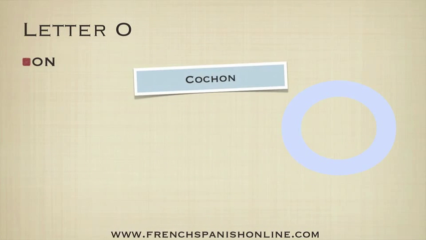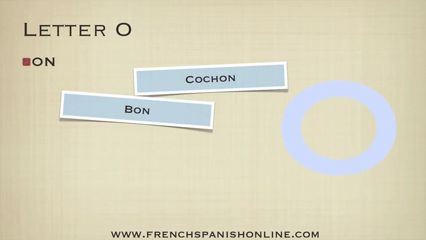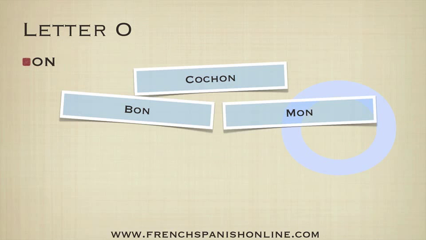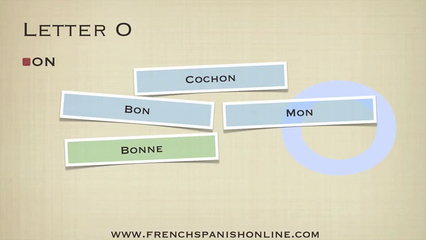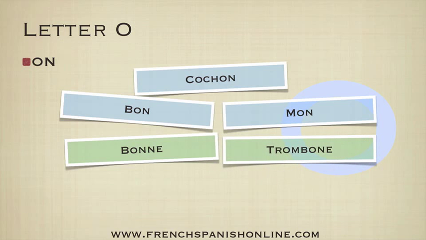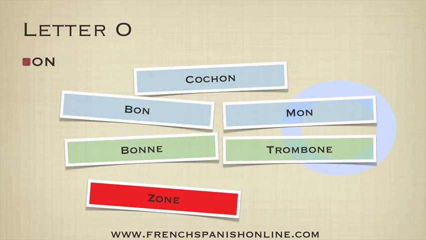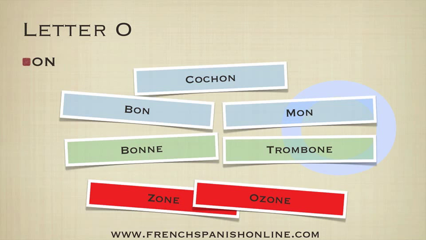ON now. At the end of the word, the sound is on, un cochon, a pig, or bon, good, mon, my. If we have a second N or a vowel, the sound is different. So here we have bonne, bon and bonne, or trombone, with the first O, the most common. Of course, we have an exception here with the sound O, so the second O to say zone, la zone, or ozone, l'ozone. Here the sound is O.